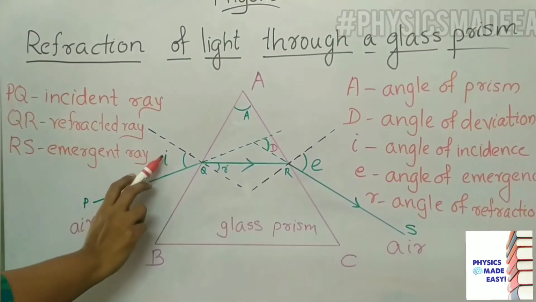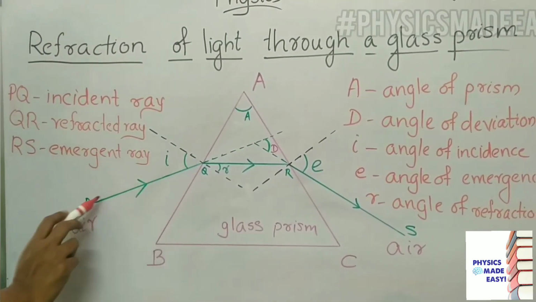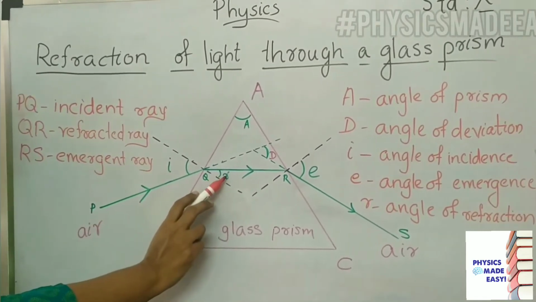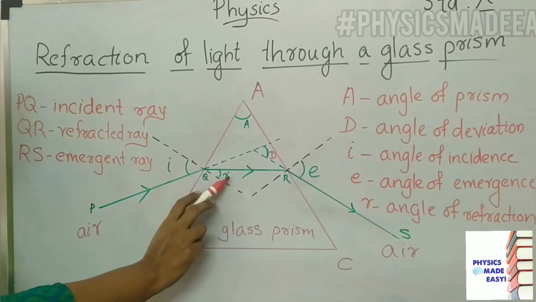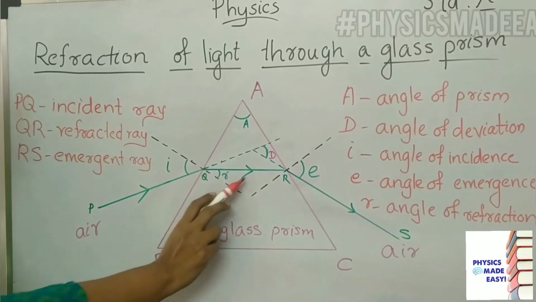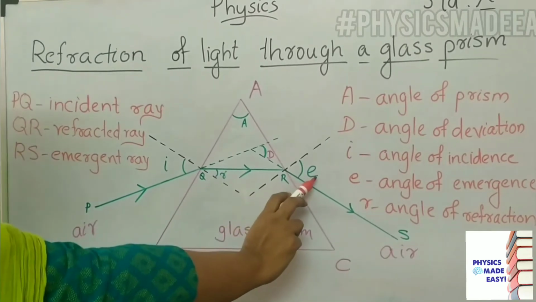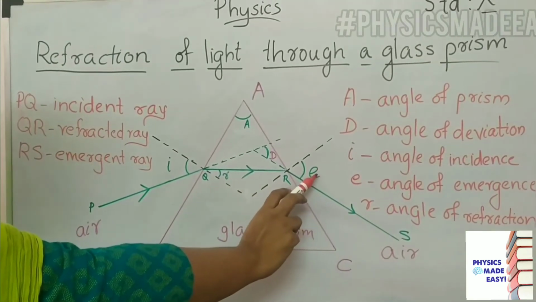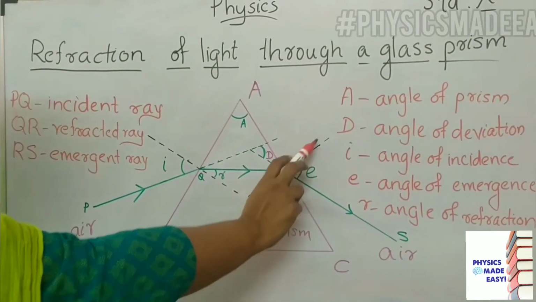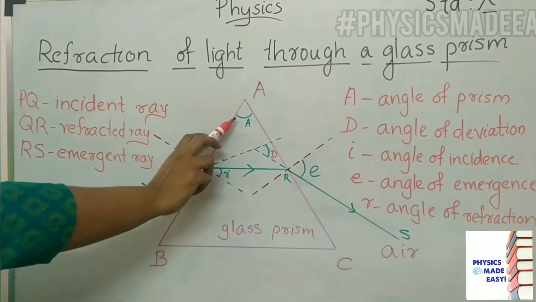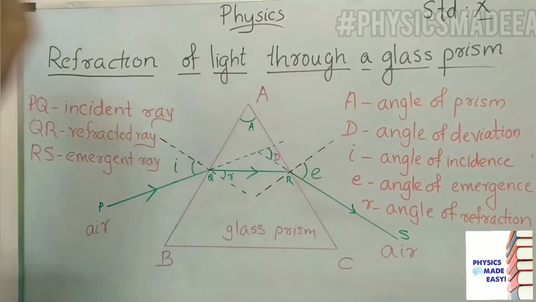Here you can see I. I is the angle between the incident ray and the normal, the angle of incidence. Here R is the angle of refraction, that is the angle between the normal and the refracted ray. Here you can see E, that is the angle of emergence, the angle between the normal and the emergent ray. Then you know this A is also the angle of prism.